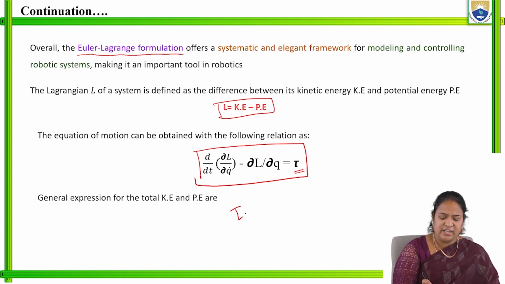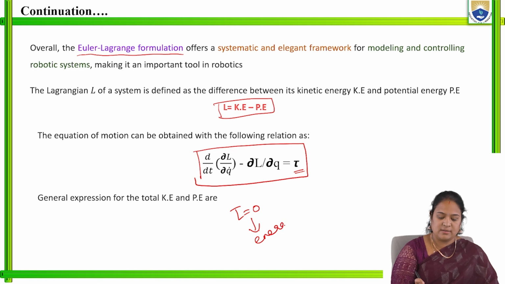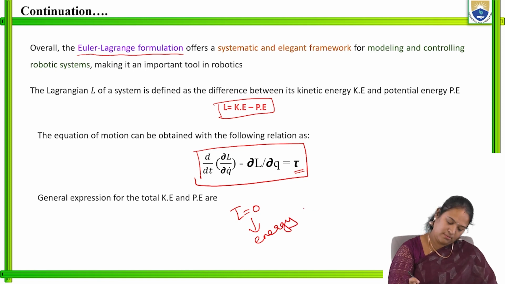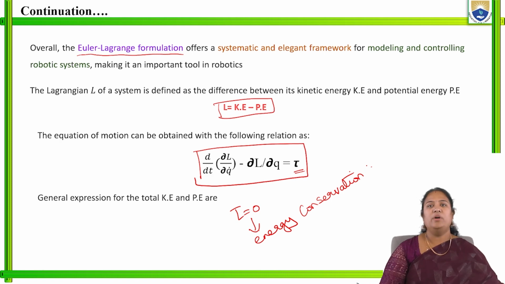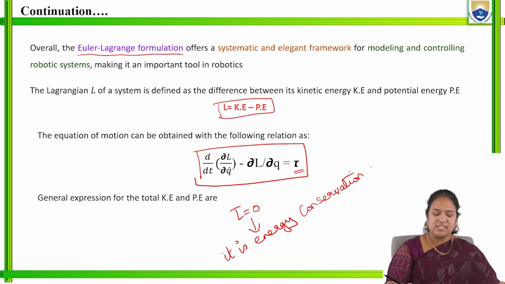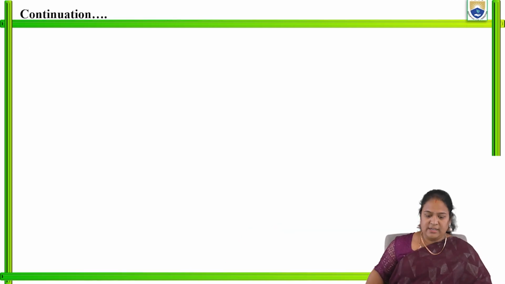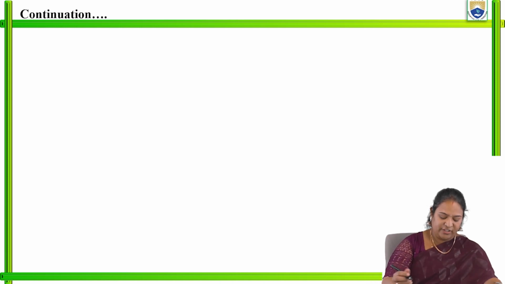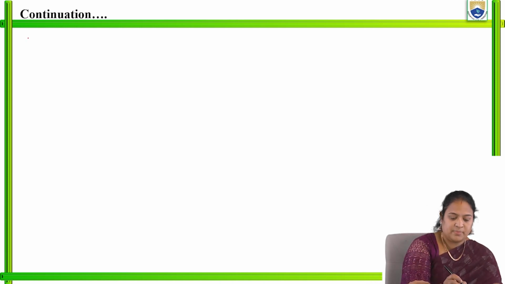Now, if the torque is equal to 0, then it is said to be energy conservation. If the torque is not zero, then we will have some other equations. Generally, we derive the total kinetic energy.